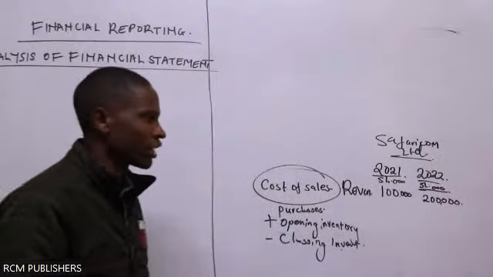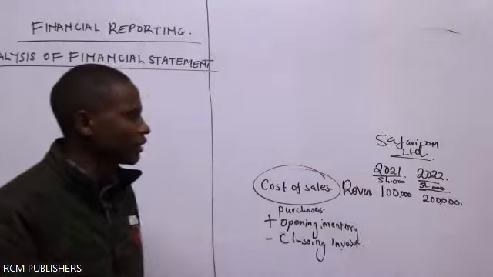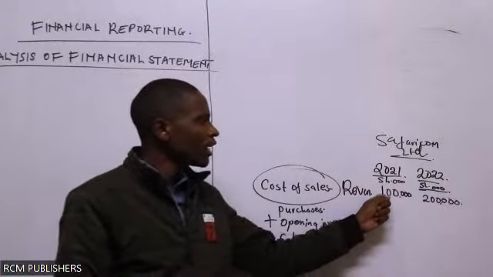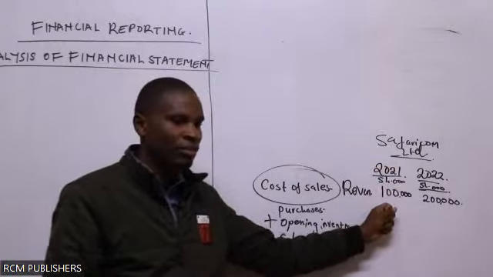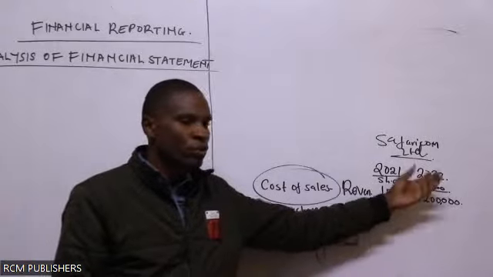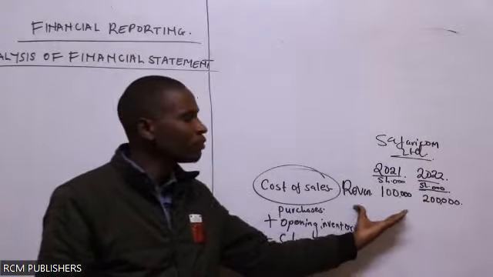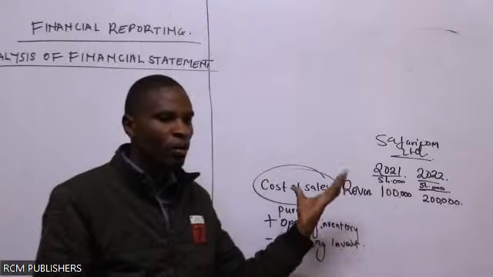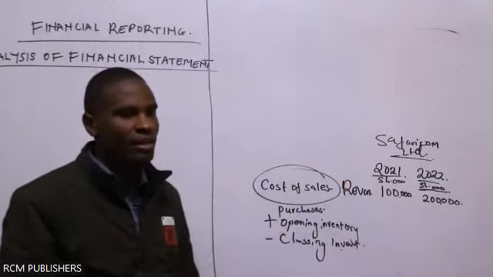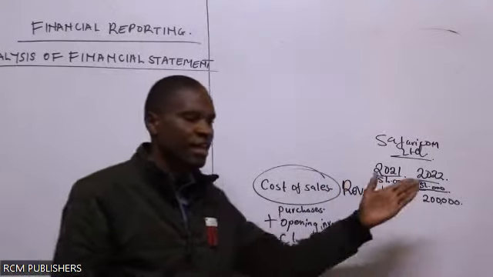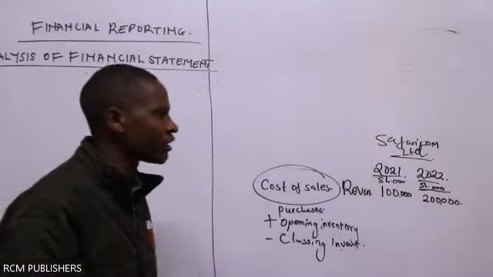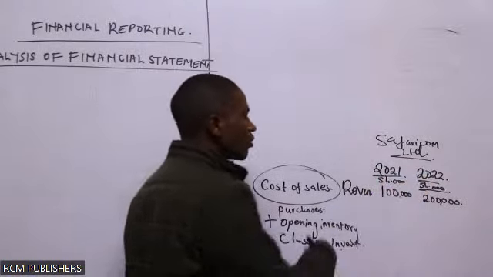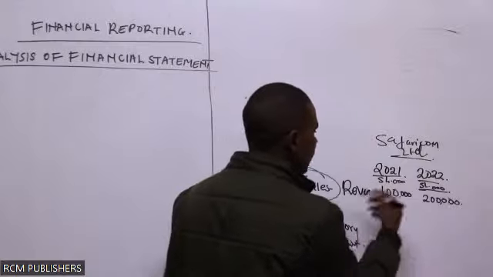That is very correct. Because I can say if the revenue for year 2021 was 100,000, and then 2022 we got 200,000, that means there was an increase. We shall see the trend, or the percentage increase for such a profit.